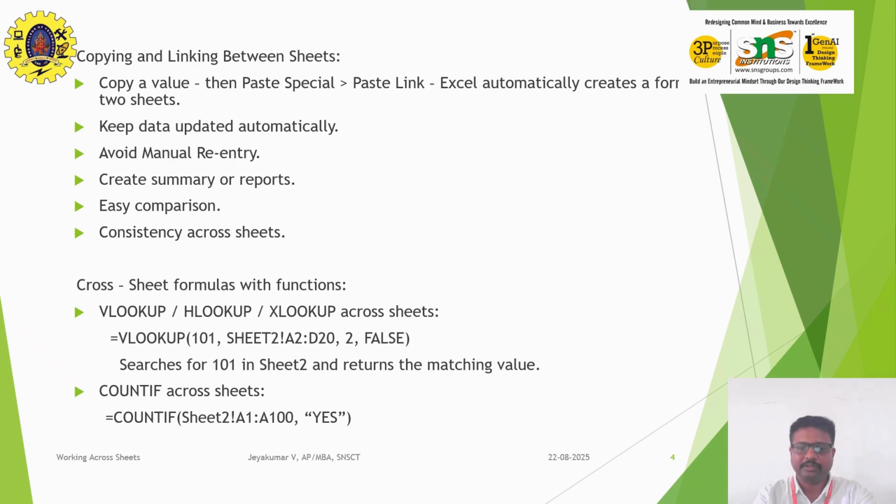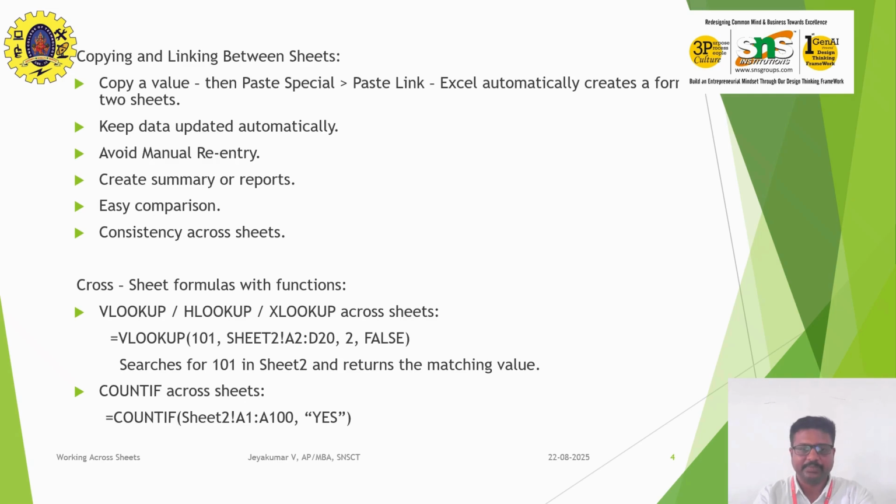Next is COUNTIF across your sheets. For COUNTIF across sheets, you can use the formula equal to COUNTIF(Sheet2!A1:A100), that is, sheet 2 followed by an exclamation mark and the cell range. It might be from A1 to A100.